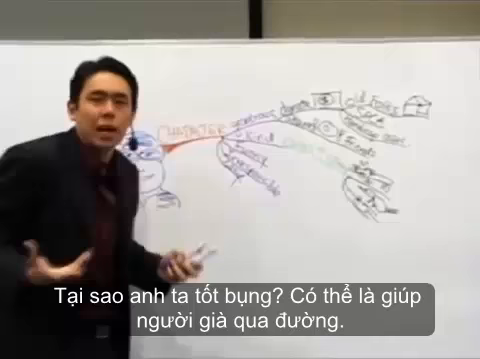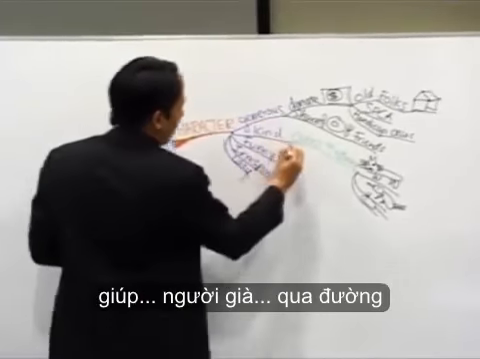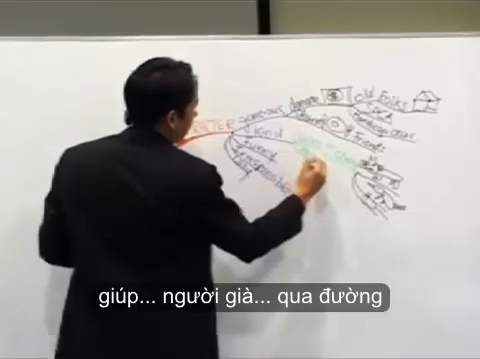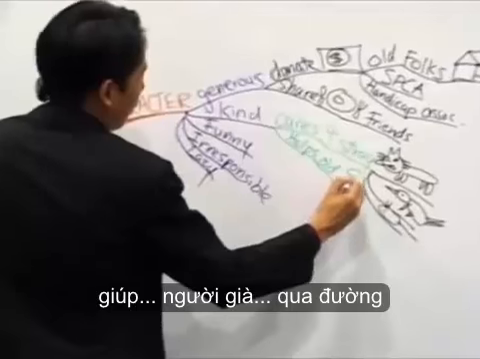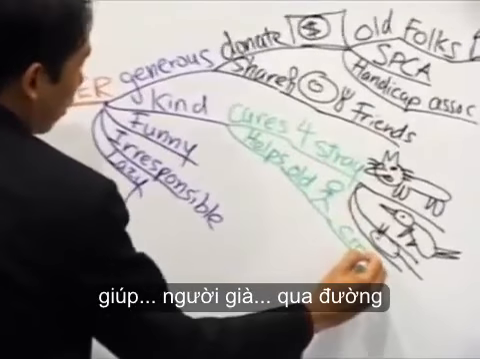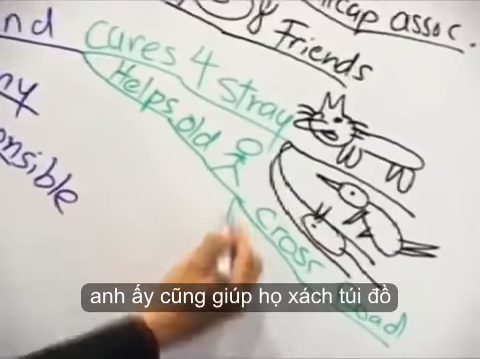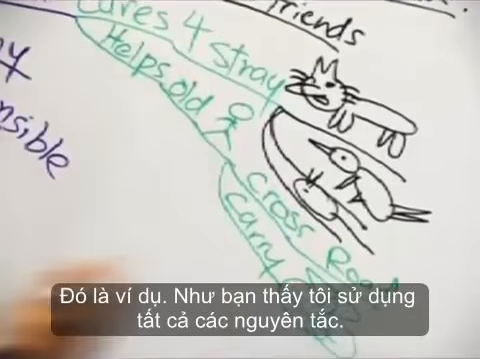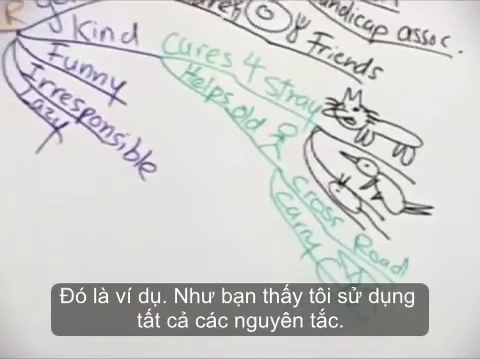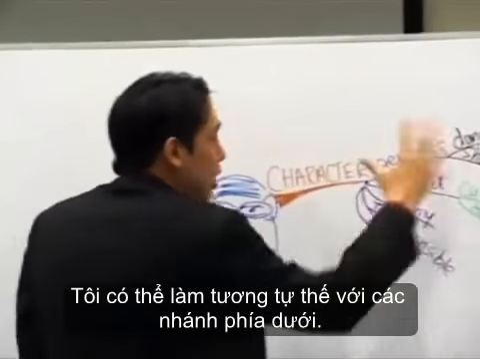Or why else is he kind? Maybe it's kind because he helps old people across the road. So helps old men cross road. And maybe he also helps the old man carry bags. Alright, so I'm just giving you some examples over here. So as you see, I'm using all the principles, all the rules. So similarly, I'll add in more details for each of these main points.